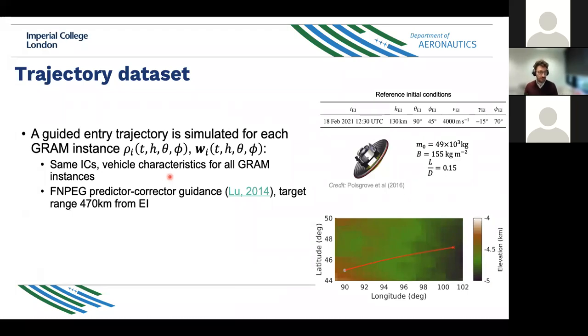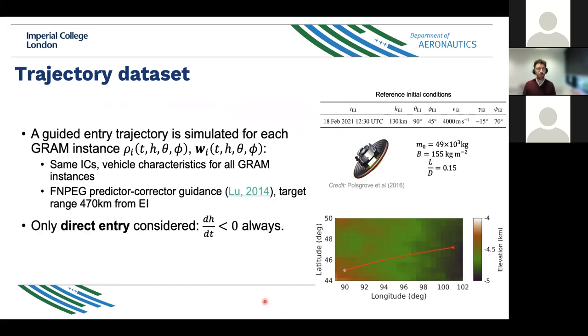So the next step was to simulate entry trajectories for each of these GRAM instances. We developed a code to integrate the equations of motion, and the controls are provided through the bank angle modulation that I was talking about. In particular, we use the fully numerical predictor-corrector entry guidance algorithm with a target range that's about 500 kilometers from the entry interface. These are actually initial conditions that are modeled on the Mars 2020 entry.